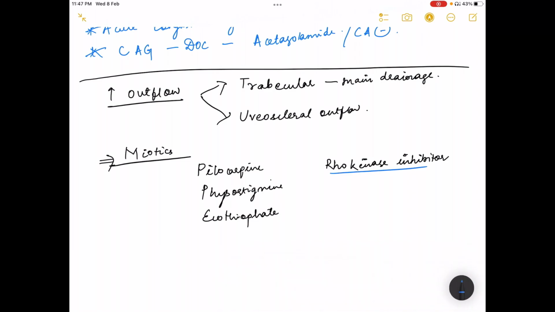And what's the name of the Rho kinase inhibitor? This is a new drug, so I'm writing it in a different color. It is netarsudil, sorry, netarsudil.